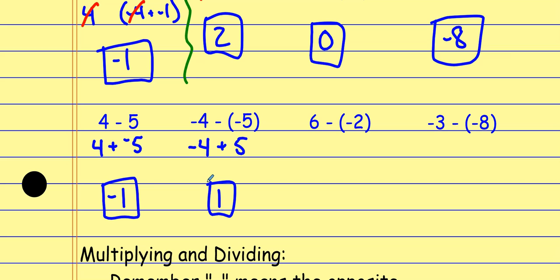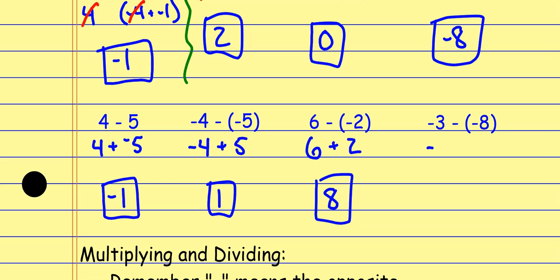This one, same kind of thing. Subtracting a negative, change it to adding the opposite. Instead of subtracting a negative 2, I'm going to add a positive 2, okay? It's the opposite. And 6 plus 2, well, nothing cancels out, so I just group them all together. There's 8 of them now, 8 positives.